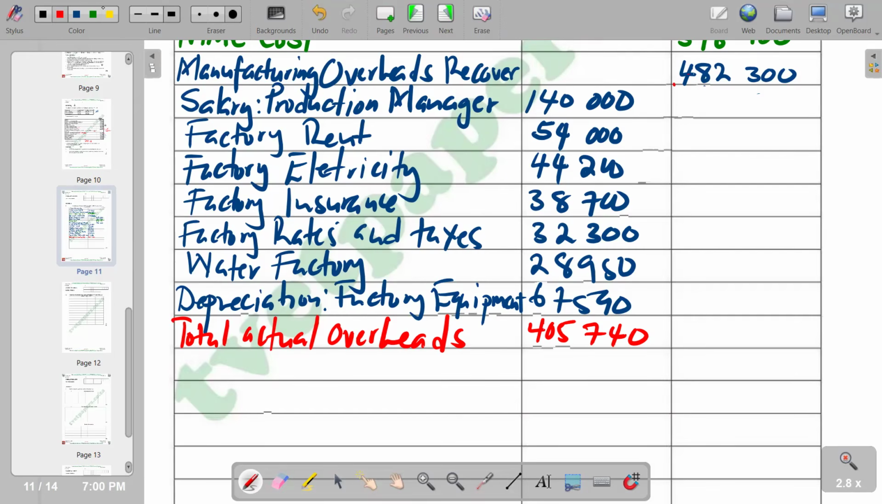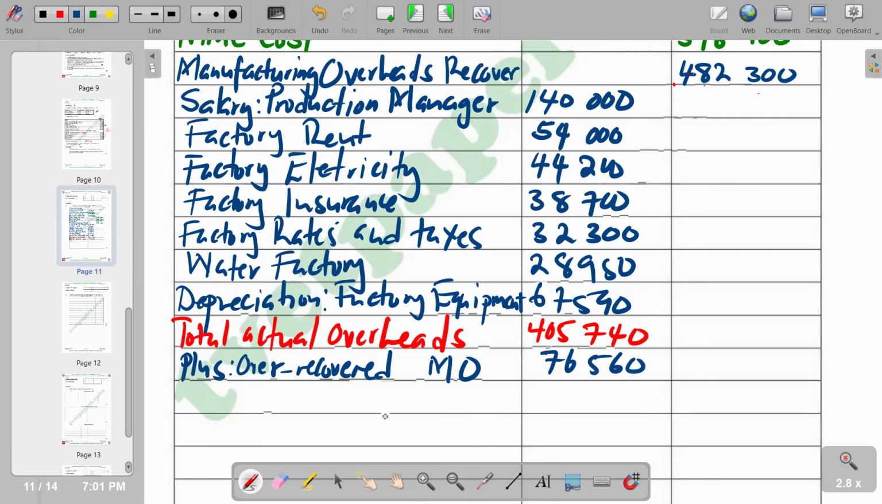So here we are going to say plus over recovered manufacturing overheads. So we find the difference by saying 482,300 minus 405,740, and we get 76,560. Remember, we are supposed to carry this in the trading account under cost of sales, and we're going to show it as a negative. So that is what we have.